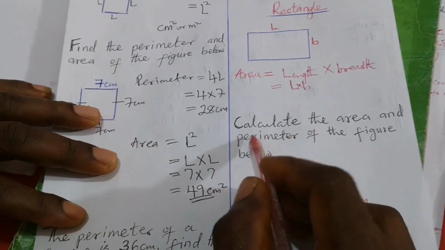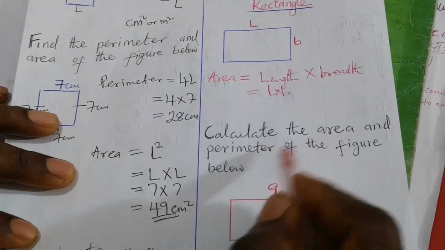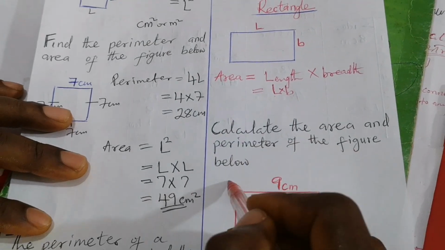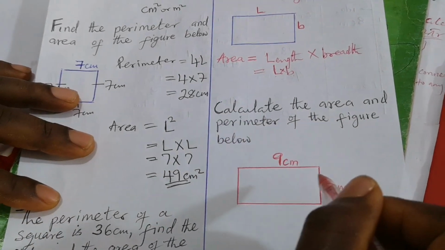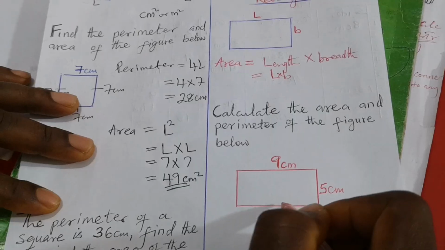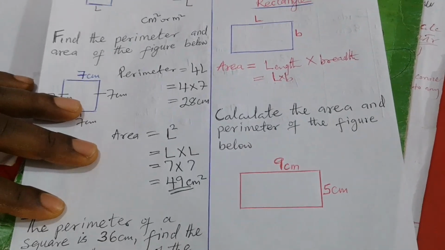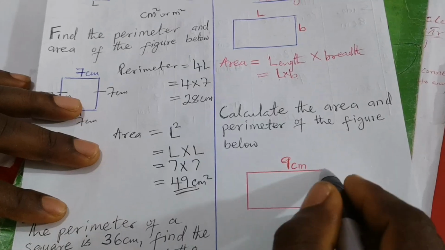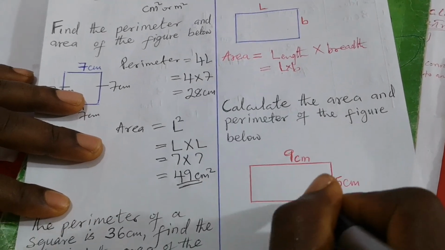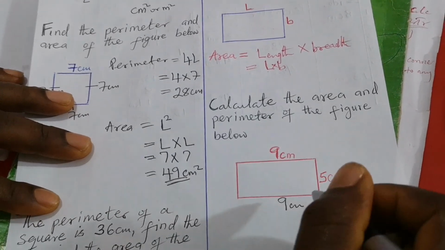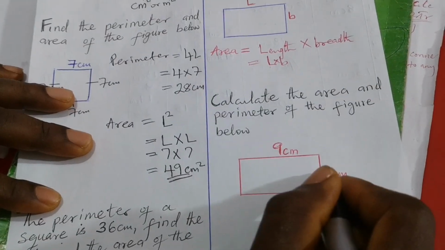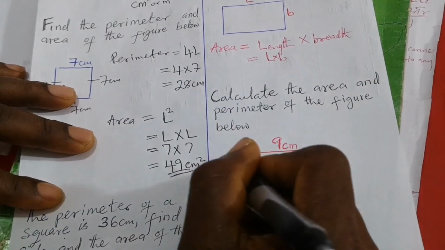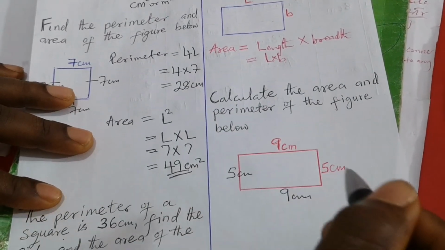Now we have an example here. Calculate the area and perimeter of the figure below. This figure, if you watch very well, is a rectangle, and in a rectangle the opposite sides are equal. So since the length here is 9 cm, here would be 9 cm also. And since the breadth is 5 cm, here will equally be 5 cm.